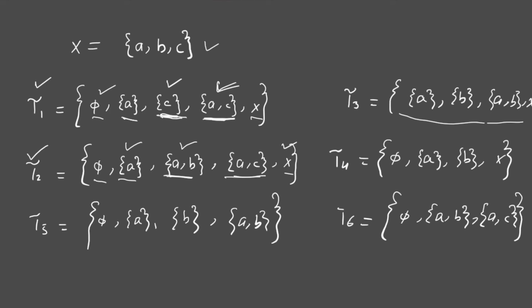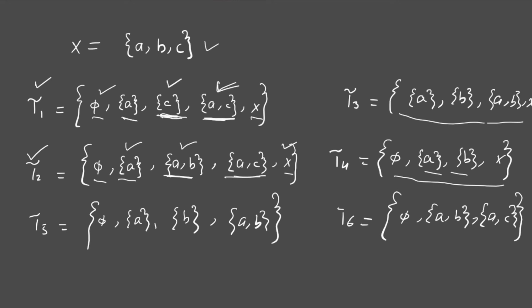And tau 4 is not a topology on X either. Why? Because the union of A and B is AB, and AB does not exist in this collection tau 4. If I take the union of A and B, our answer is AB, the subset AB, and the subset AB does not exist in tau 4. So tau 4 is not a topology.